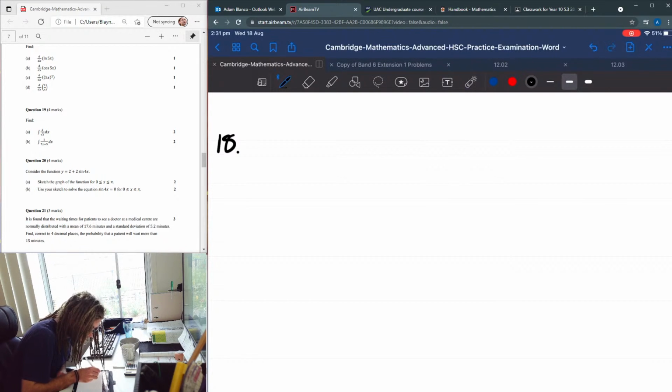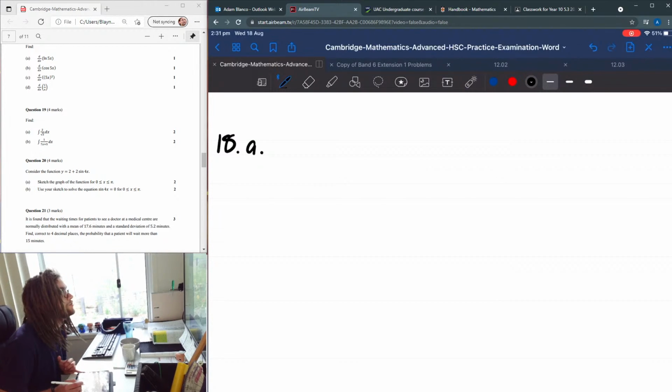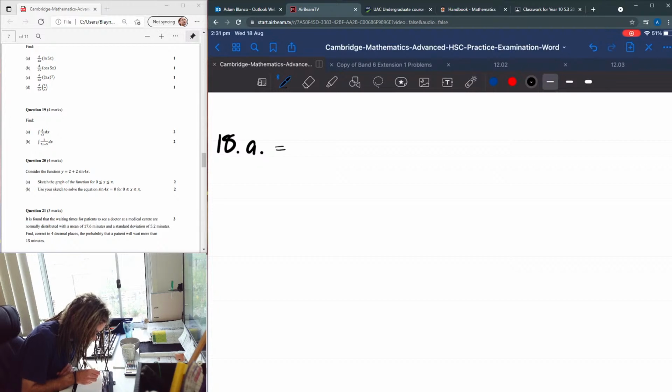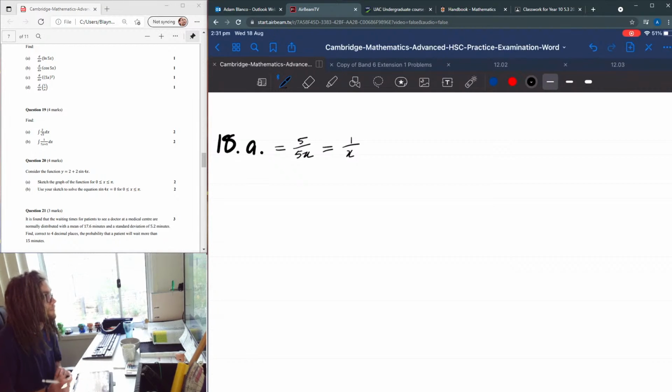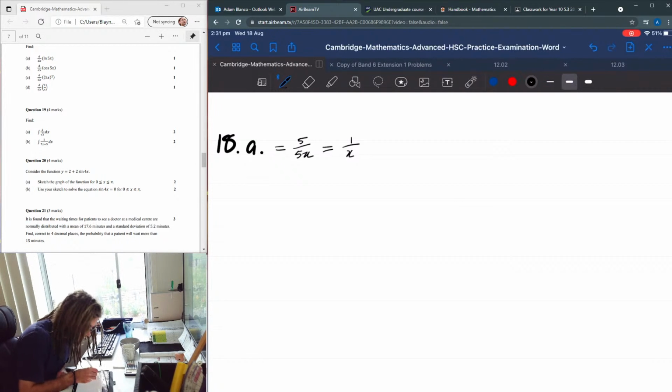Okay. Derivative of ln 5x. Okay, well that's just derivative over original. So that's equal to 5 over 5x, which is the same as 1 over x. That was easy. Are these all one mark? Yeah, they are.